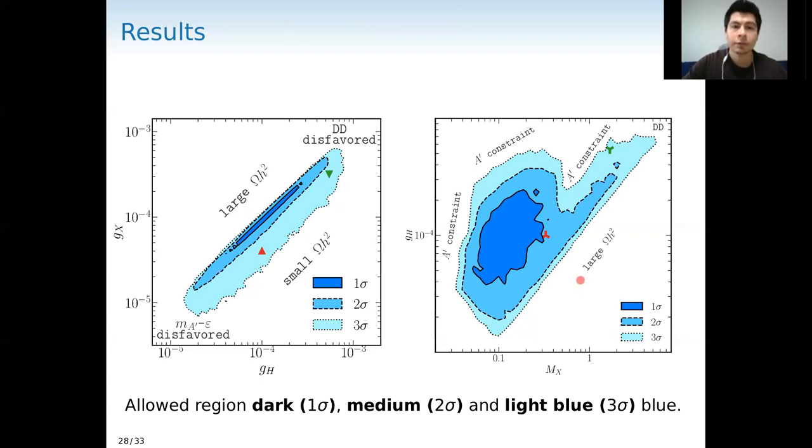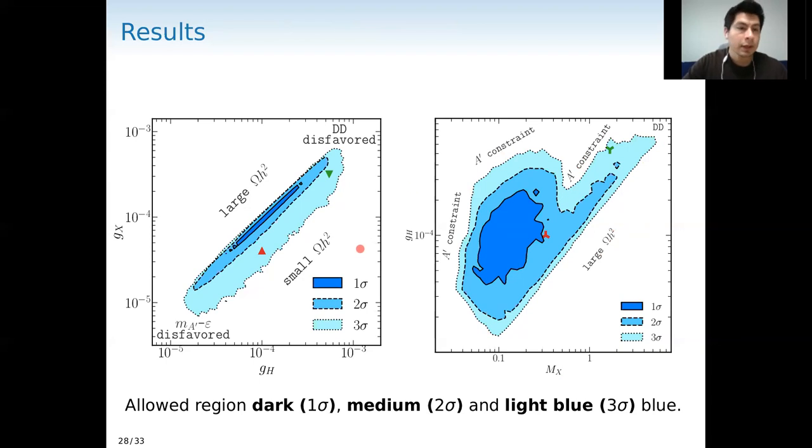And here we have the constraint in the MX and GH space. Similar to here, GH cannot be too large because the MX cannot be too large, because we would have too much relic density, and we have also this funny shape in here because of the constraint on the dark photon.